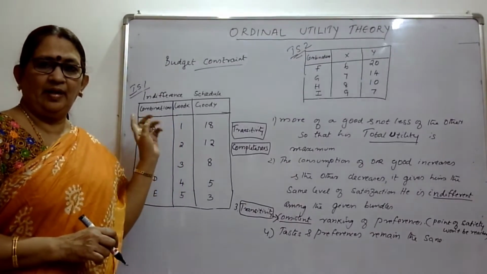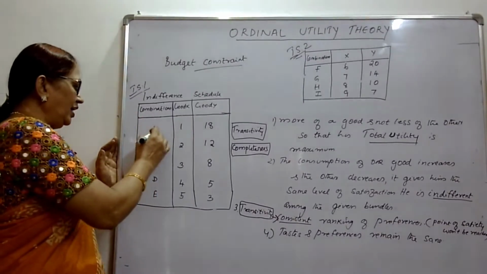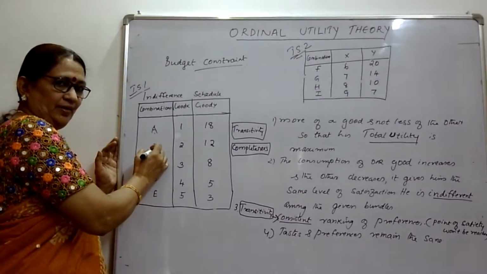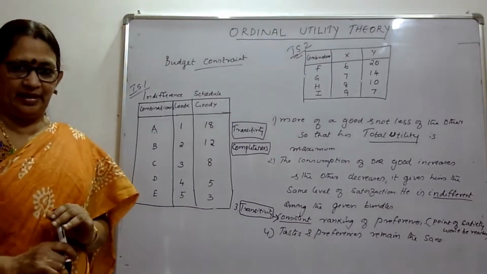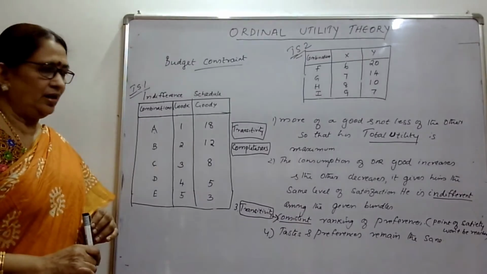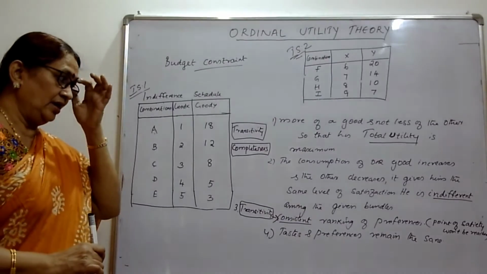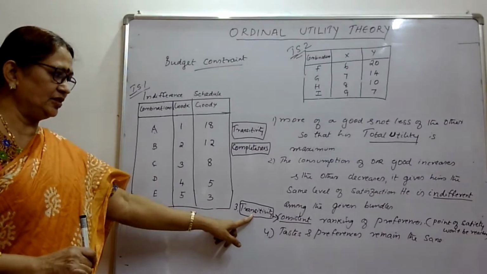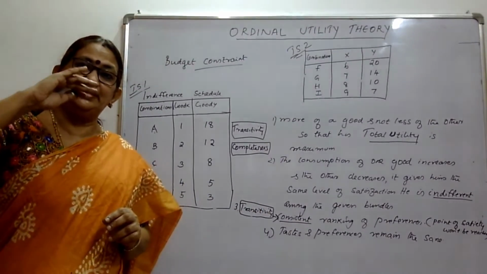So, among the given bundles, the consumer may prefer A to B or B to C, and if he is preferring A to B, B to C, he will prefer A to C. That is ordinal utility theory, and it is called transitivity. Okay, and what is transitivity? Transitivity means the consumer has a consistent ranking of preferences. His ranking of preferences is consistent.